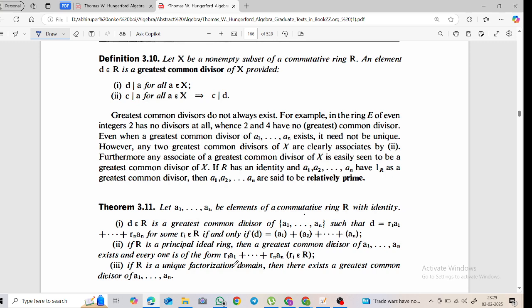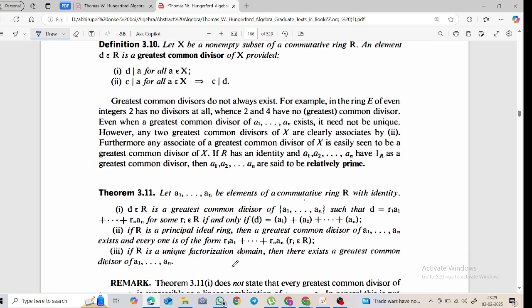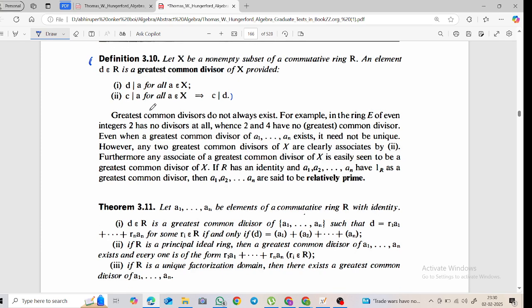Okay. So let's define GCD and relatively prime elements. I would request you to go through the definition. This is the definition of a GCD. Please go through it.